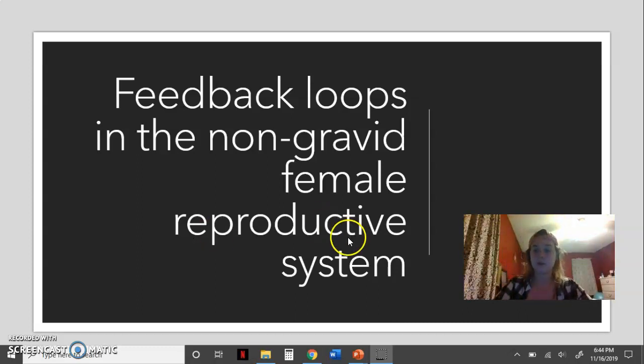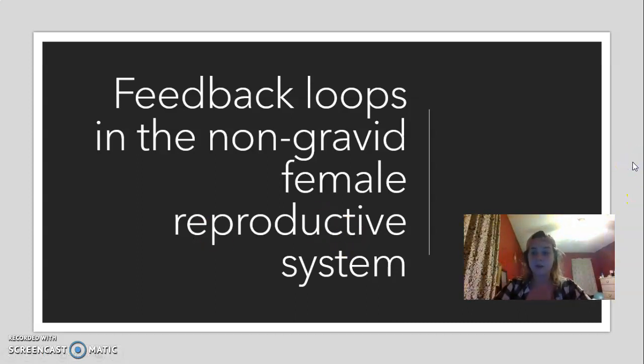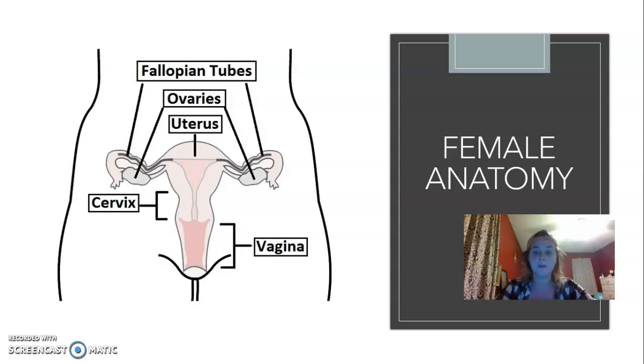Alright, so to begin this video series, we'll talk about some basic female anatomy. Not pictured in this diagram is the external genitalia of the female. This is referred to as the vulva. This also includes the labia majora, labia minora, and the clitoris as well. The opening from the external genitalia to the internal genitalia is the vagina, which we can see here.